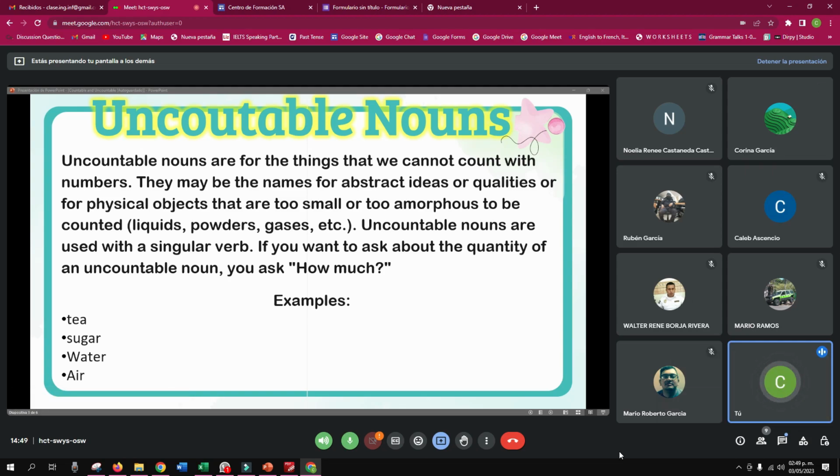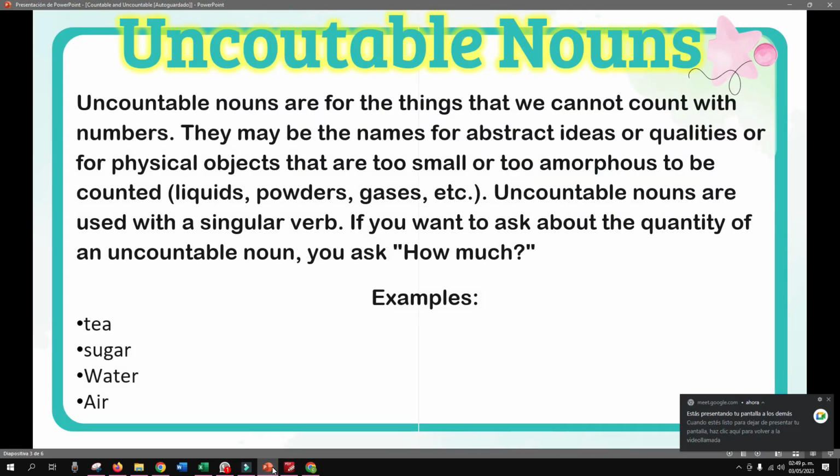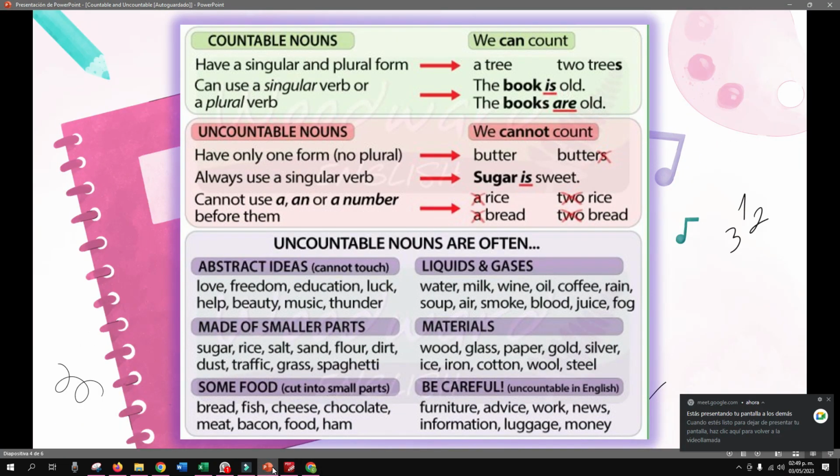Okay, but we're going to continue practicing this, Miss Cory. Don't worry about that, right? So, let's continue. Here you have this. Countable nouns.